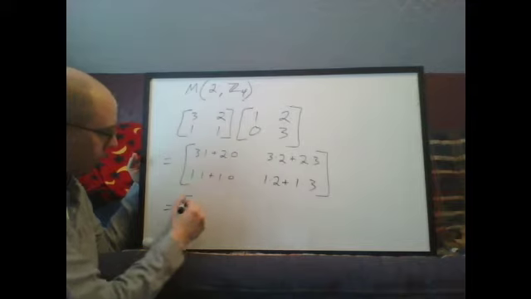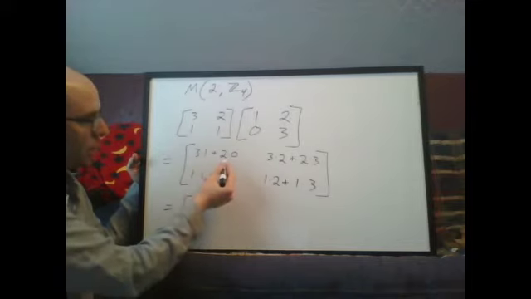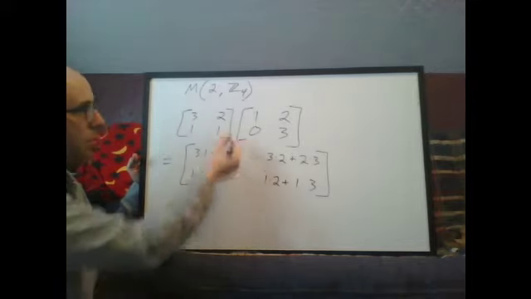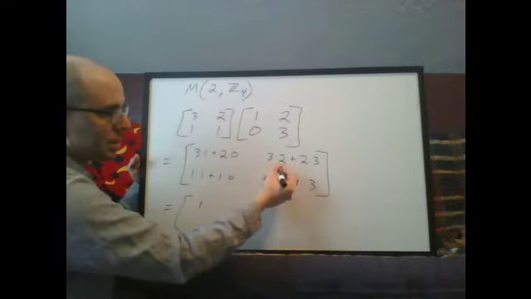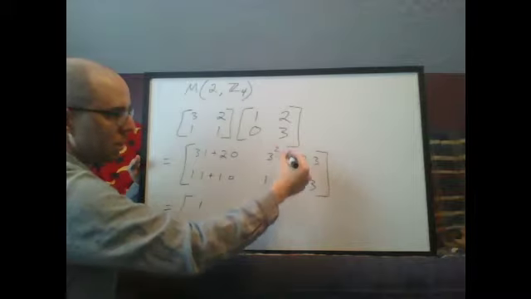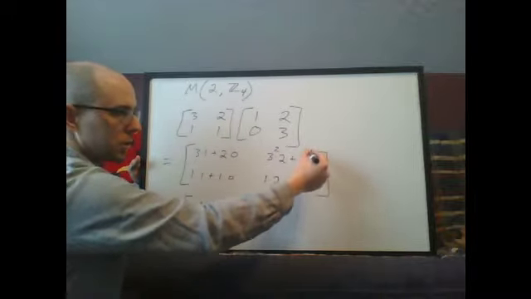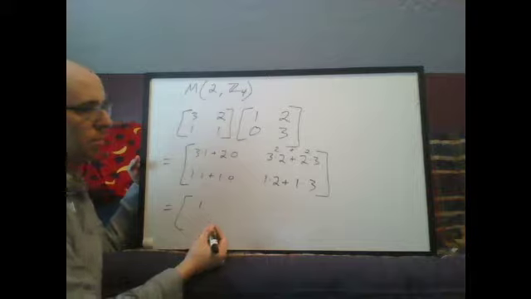So we'd have 3 times 1 is 3, plus 2 is 5, but mod 4, that's 1. 3 times 2 is 6, which is the same as 2 mod 4. 2 times 3 is also 6, so we have 2 plus 2. Mod 4 is 0.